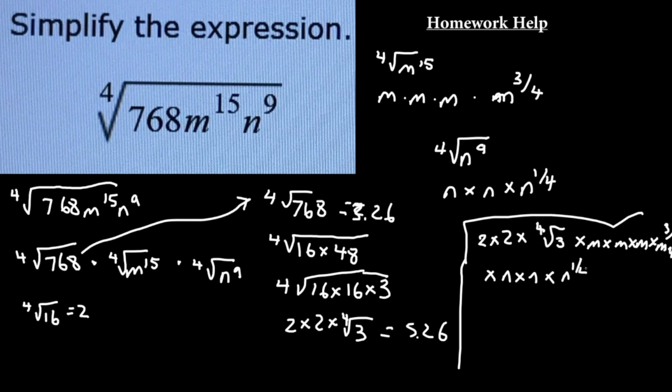Let's put it together. 2 times 2 is 4 wholes. Then here, you're going to get 1, 2, 3 m's, m to the 3. You have 2 n's, n to the 2. And now you have the 4th root of 3, you have an m to the 3, and you have an n to the 1. And this should be your final answer: 4 m to the 3 n to the 2 times the 4th root of 3 m to the 3 n.